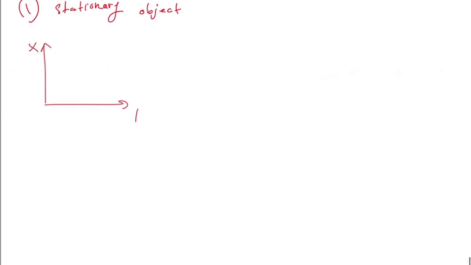Let's say we have a stationary object. Let's see how we draw the xt, vt, and at graphs. This one is easy. So the object is stationary.